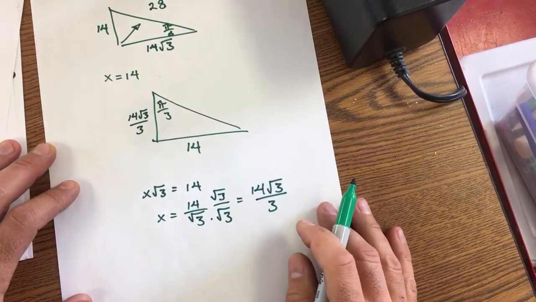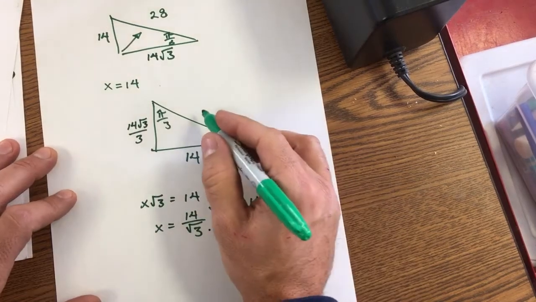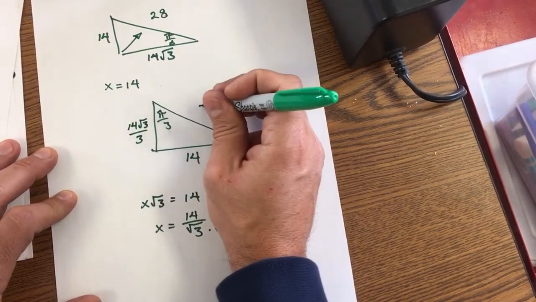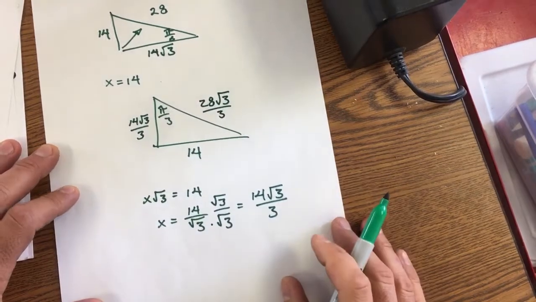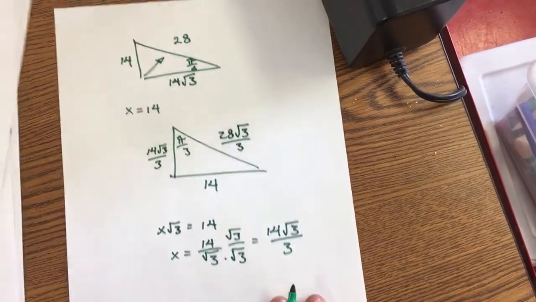And if I could simplify that, I would. And this side over here is 2 times as big as that, so it's 28 square roots of 3 over 3. So that's what we're doing with those guys.